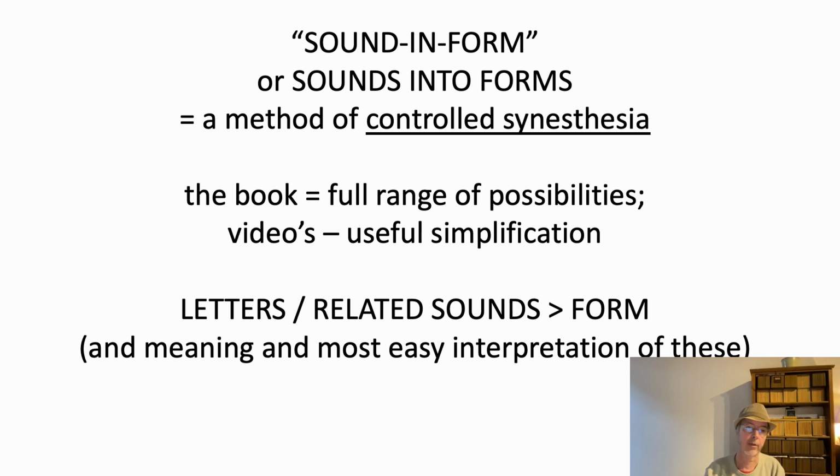The book is about a method which is called Sound in Form. That's a method of controlled synesthesia. The book represents the whole range of possibilities of how you can think by using this synesthesia, and with it you can understand the way vowels and consonants are combined, and they prove that it is not a coincidence how they are used, how they are chosen. They have a meaning, and all the words have a meaning, and there's a direction in it, and these directions are undeliberately correct.